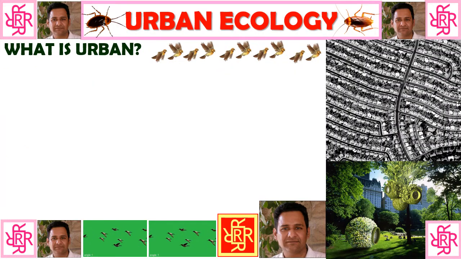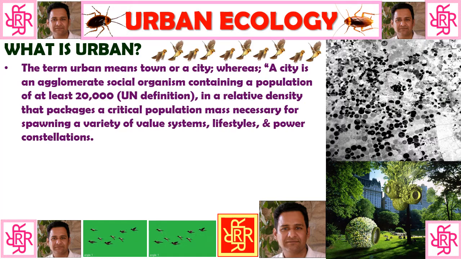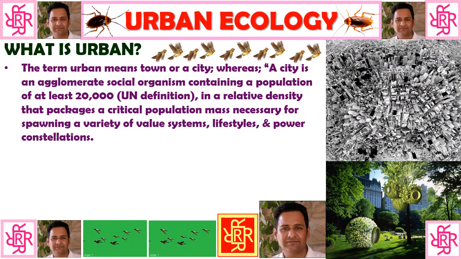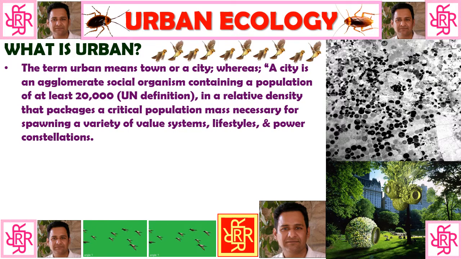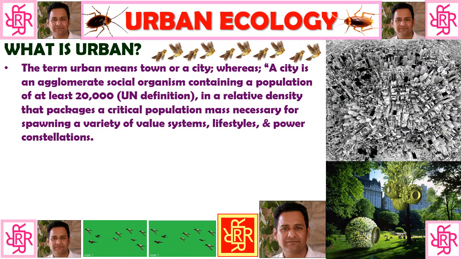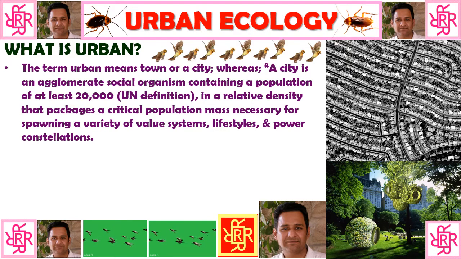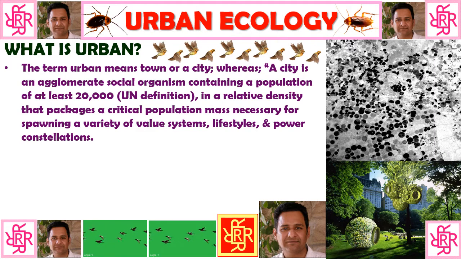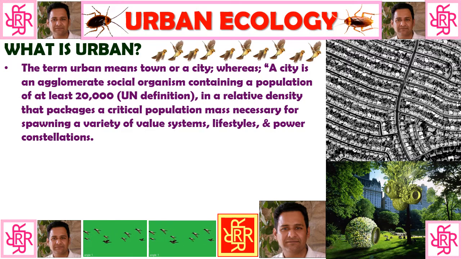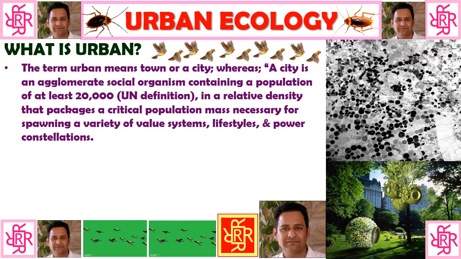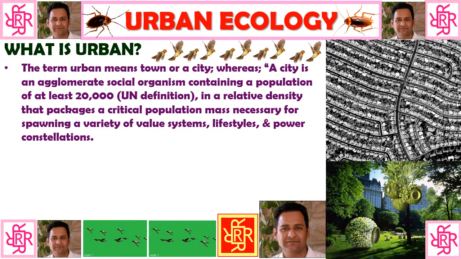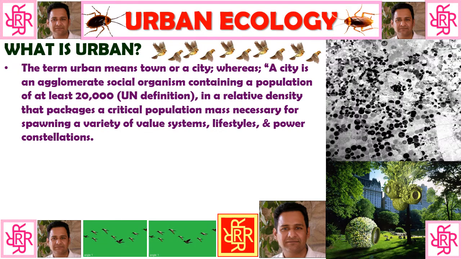What is urban? You already know what is urban, but let me repeat. The term urban means town or city, whereas a city is an agglomerate social organism containing a population of at least 20,000, and that is the UN definition, in a relatively densely populated area that packages a critical population mass necessary for spawning a variety of value systems, lifestyles, and power constellations. This is the definition of urban.